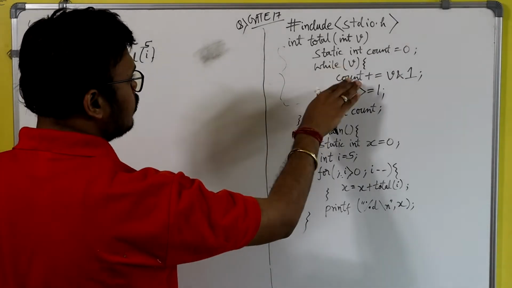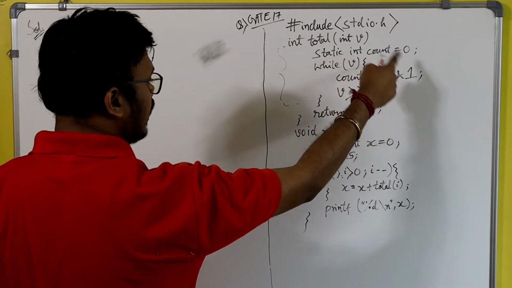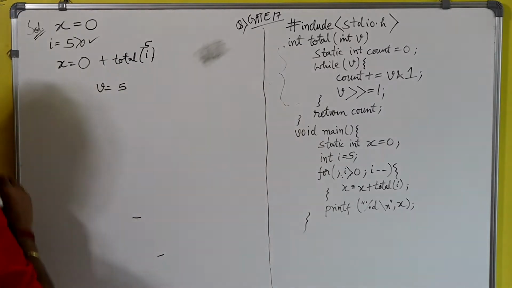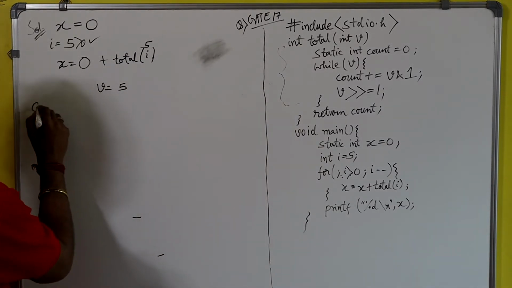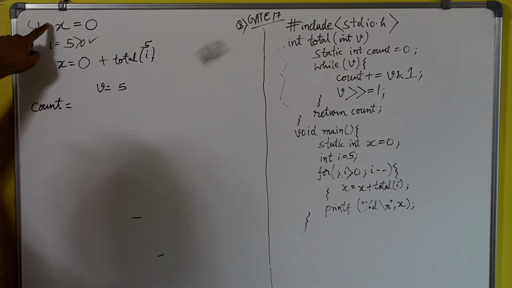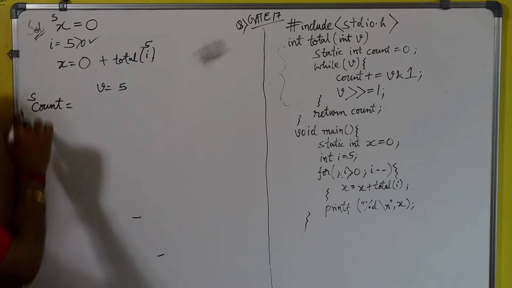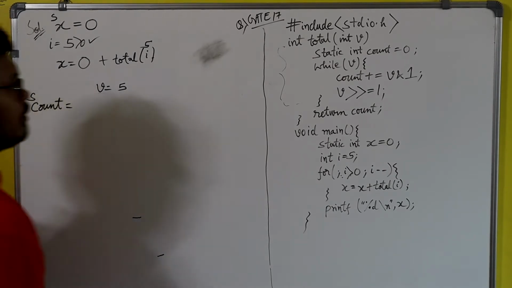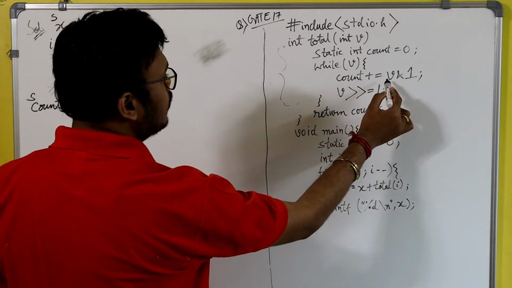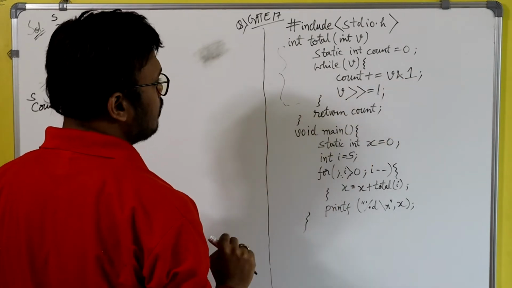So now let's come to the while loop. Here you see static int count. Here is another static variable, count. Just remember, count is a static variable. So in this question there are two static variables, x and count. Let me write S here; S means static. Both are static variables. So while (v), count plus equal to v and 1. It is logical AND.